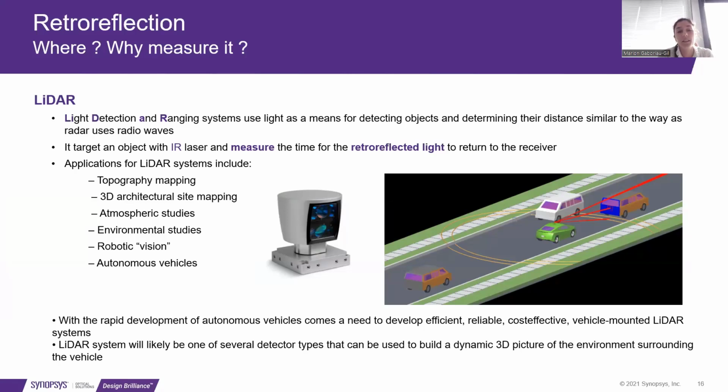Applications for LIDAR systems include, for example, topography mapping, 3D architectural site mapping, atmospheric studies, environmental studies, robotic vision, or autonomous vehicles. And with the rapid development of autonomous vehicles comes a need to develop efficient, reliable, cost-effective vehicle-mounted LIDAR systems. LIDAR systems will likely be one of several detector types that can be used to build a dynamic 3D picture of the environment surrounding the vehicle.